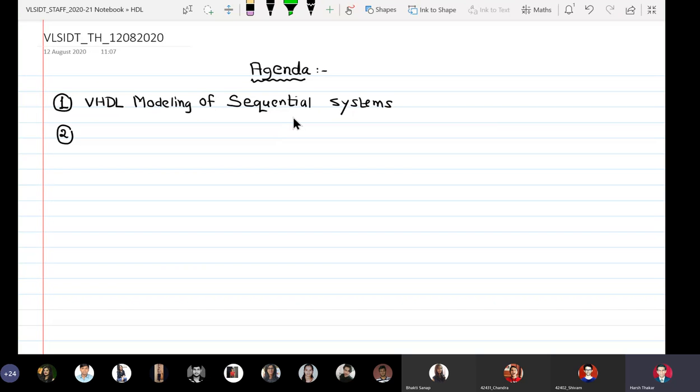Okay, so we'll start discussing VHDL modeling of sequential systems. Now I want answers from you. Can you give examples of sequential systems starting from the simplest to more complex?